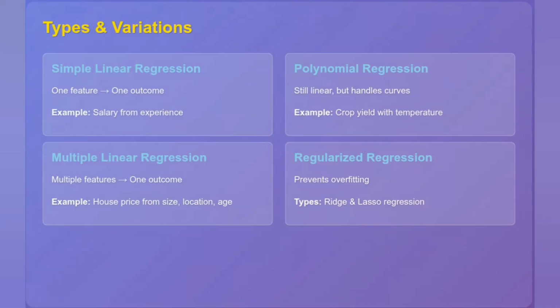There are several flavors of linear regression. Simple linear regression. One feature predicts one outcome. Example, predict salary from years of experience. Multiple linear regression. Multiple features predict one outcome. Example, predict house price from size, location, and age. Polynomial regression. Still linear, but with curved relationships. Example, predict crop yield with temperature. Too hot or too cold is bad. Regularized regression prevents overfitting with many features. Ridge and lasso regression add penalties for complexity.